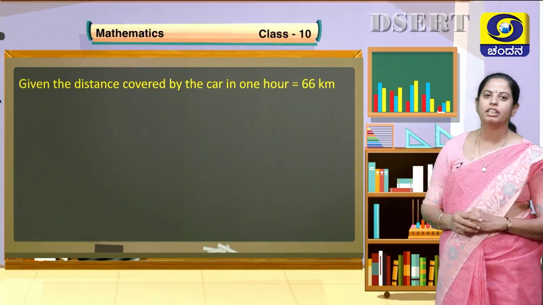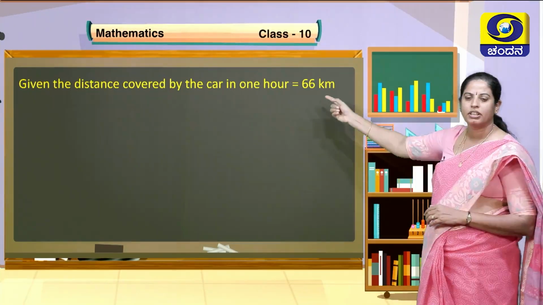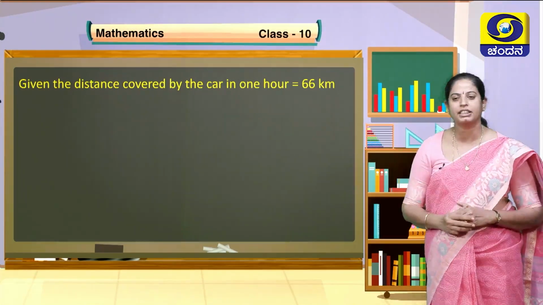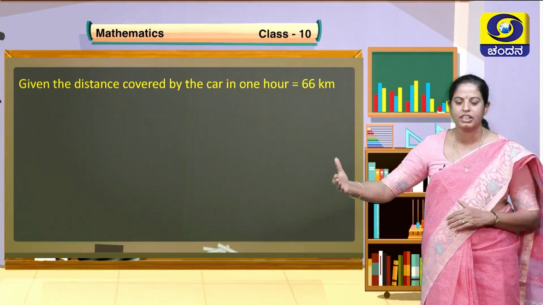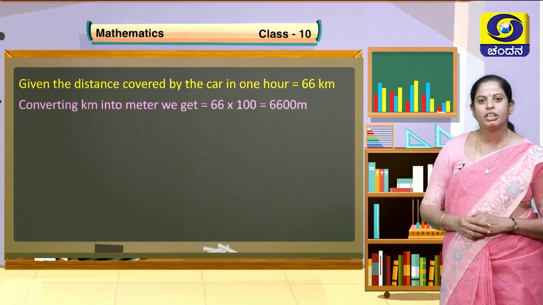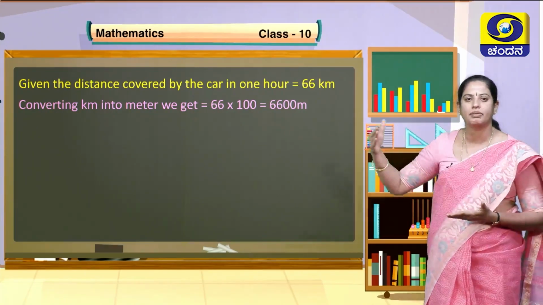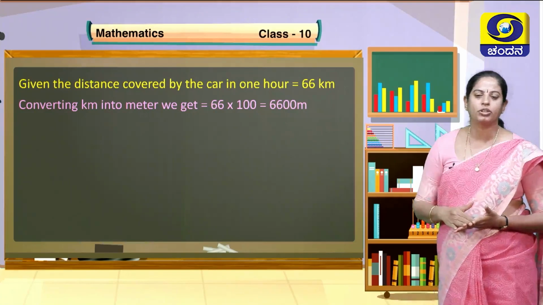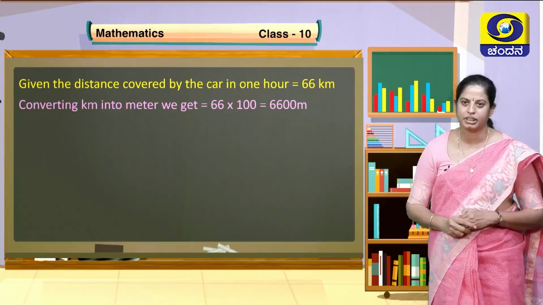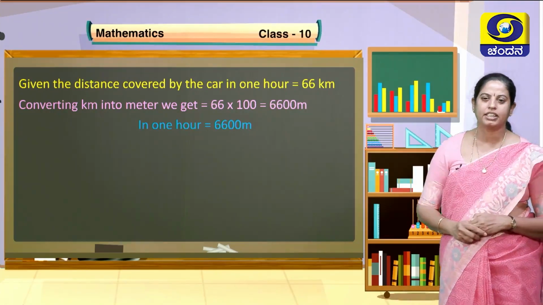Okay. Now, given the distance covered by the car in 1 hour. So, the distance covered by the car in 1 hour is 66 kilometer, because they are telling the speed is 66 kilometer per hour, hence the distance covered is 66 kilometer. Converting kilometer into meter, because the circumference and the diameter are in meter, hence I am converting this distance into meter. 66 into 100 gives 6600 meter. This is the distance covered in 1 hour by the car in terms of meter.